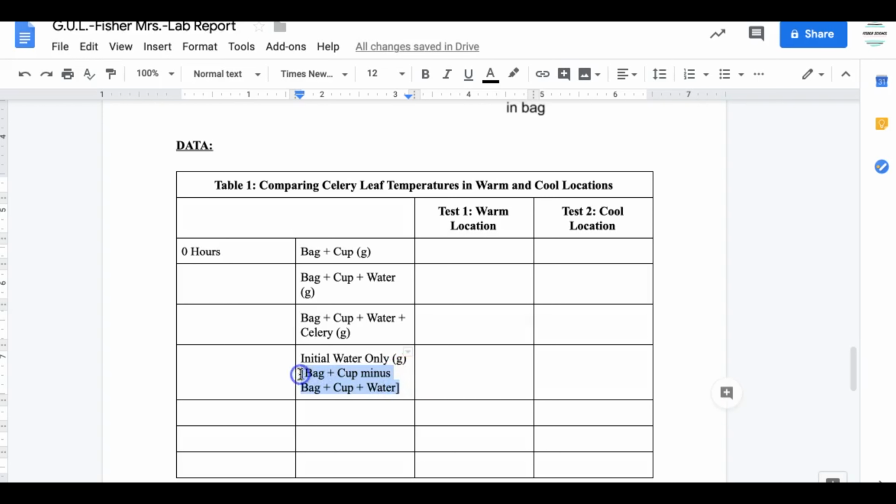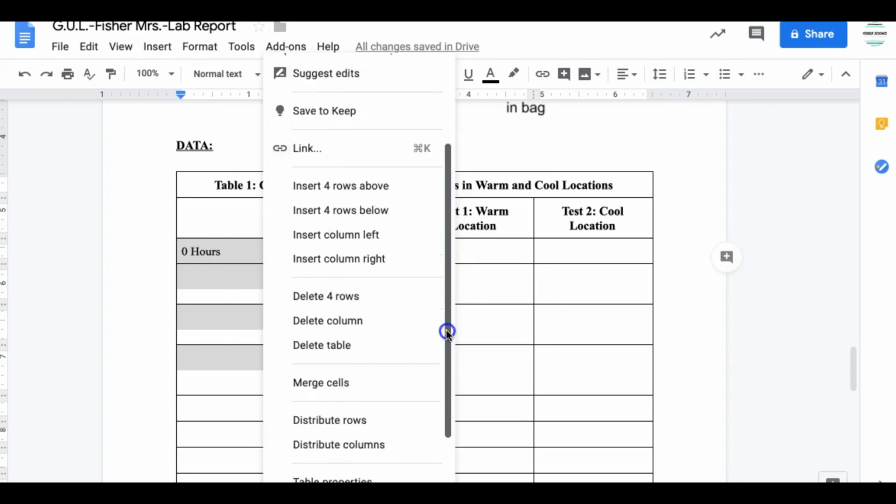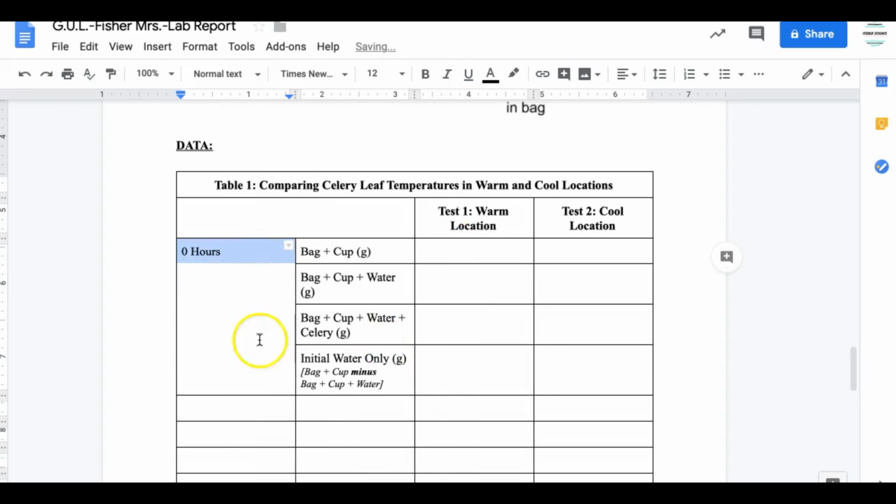And I'm going to put that into italics. So if I highlight it, the little I or Control I makes it italics. And I can actually make that a little bit smaller as well. I'm going to put the minus sign there. And then what I'm going to do is I'm going to highlight the 0 hours. I'm going to go 1, 2, 3, 4 cells down, right click, and I'm going to merge them because all of these are for 0 hours.